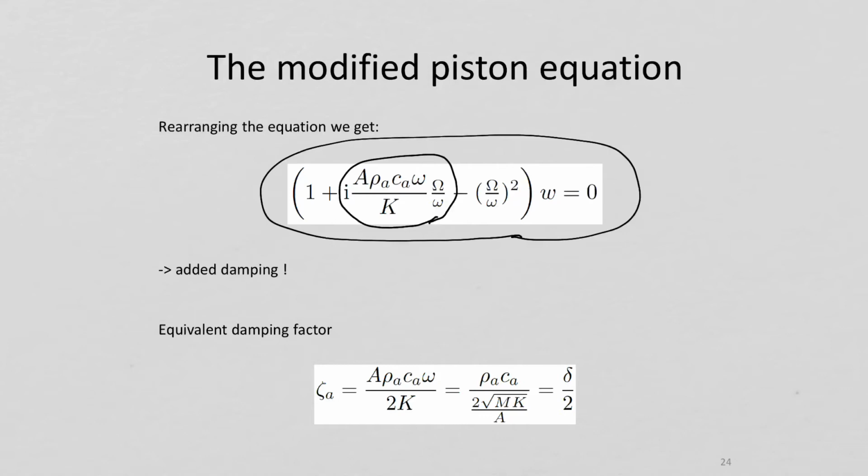That means we can directly write up the equivalent damping factor when we have an open channel, simply in terms of these parameters. And then we can write it directly in terms of our coupling strength parameter. So this is quite neat. Just by knowing the coupling strength, we can predict how much our resonance is damped.